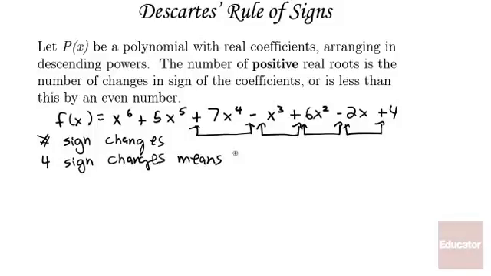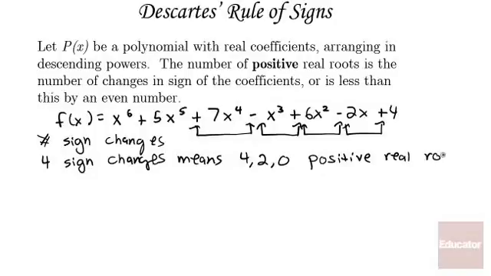That means there are 4 positive real roots, or less than this by an even number. So less than 4 by an even number. That would mean 4 minus 2 would give me 2. Or another even number, 4: 4 minus 4 would give me 0. So 4, 2, or 0 positive real roots.